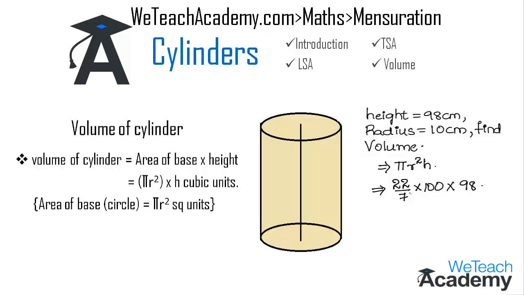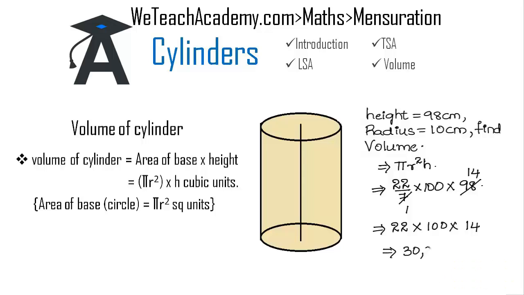Here by simplifying, we get 7 one time is 7 and 7 14 times is 98. Then multiplying all the terms, say 22 into 100 into 14, we get the product over here as 30,800 centimeters cube, as the volume is always measured in cubic units. So this was a basic introduction on cylinder.